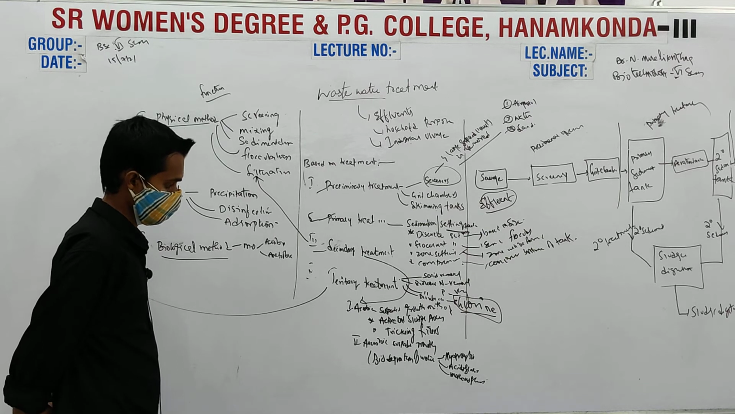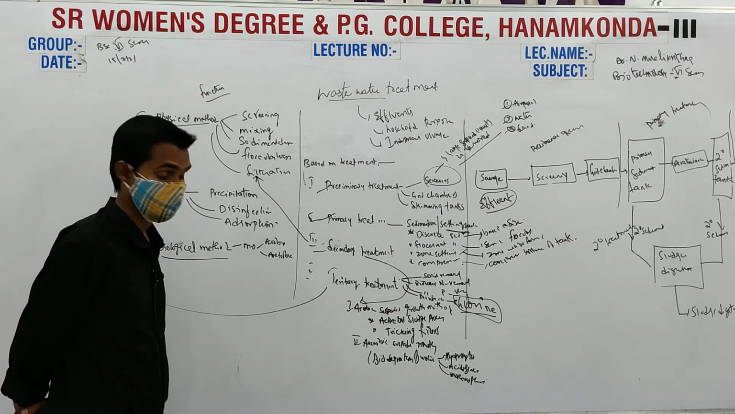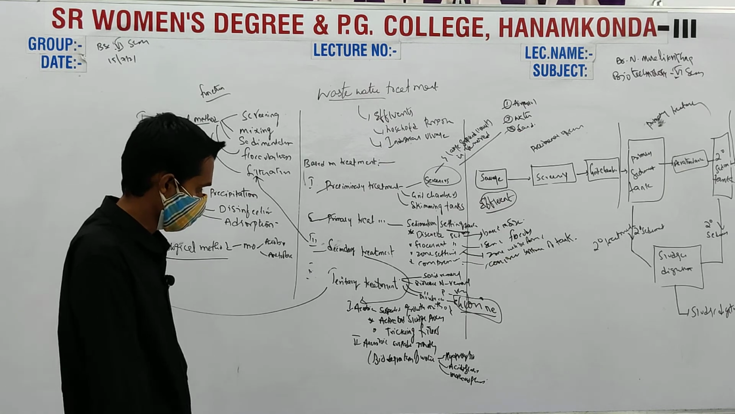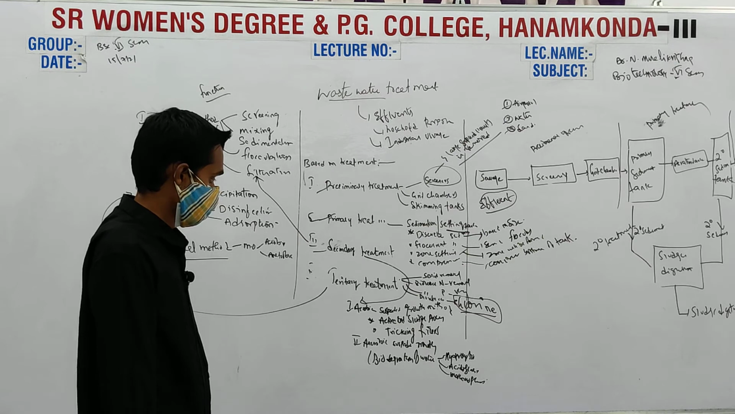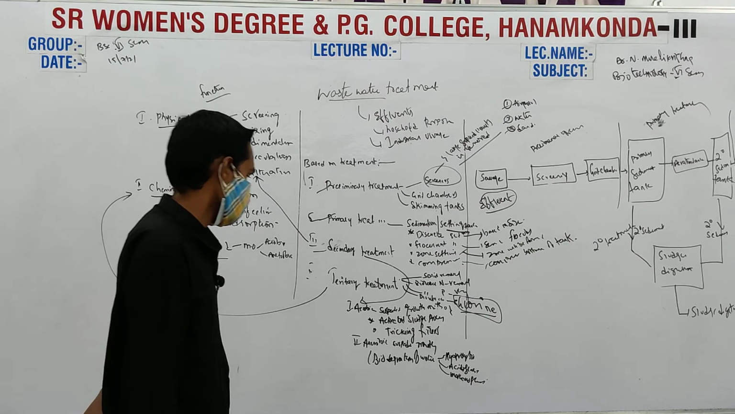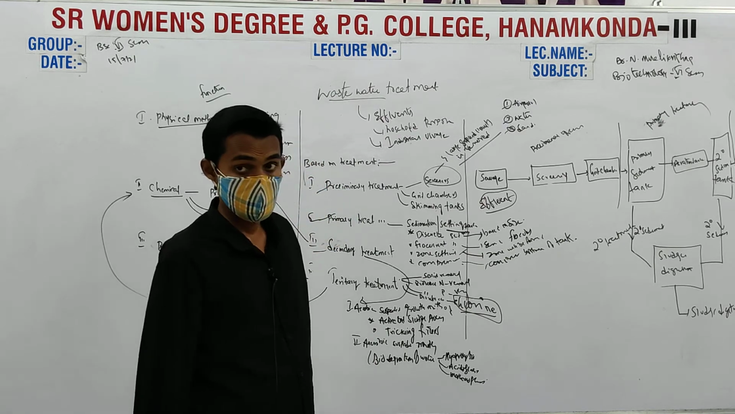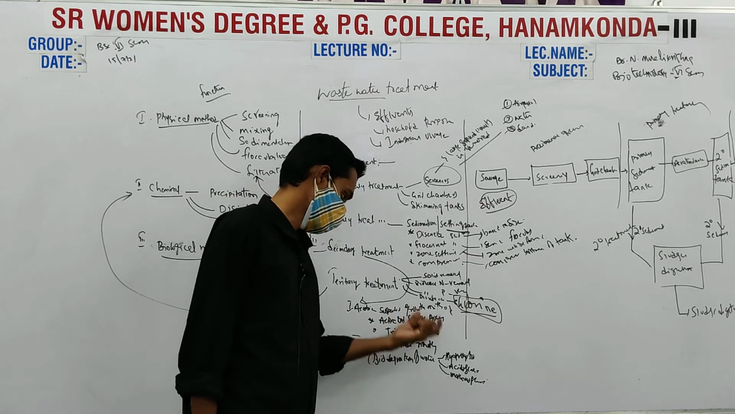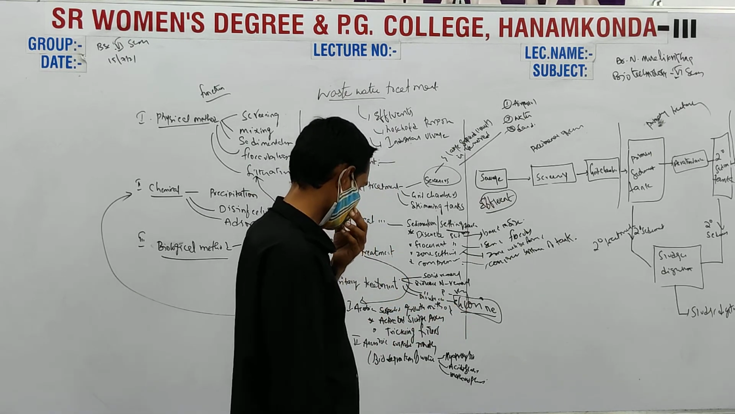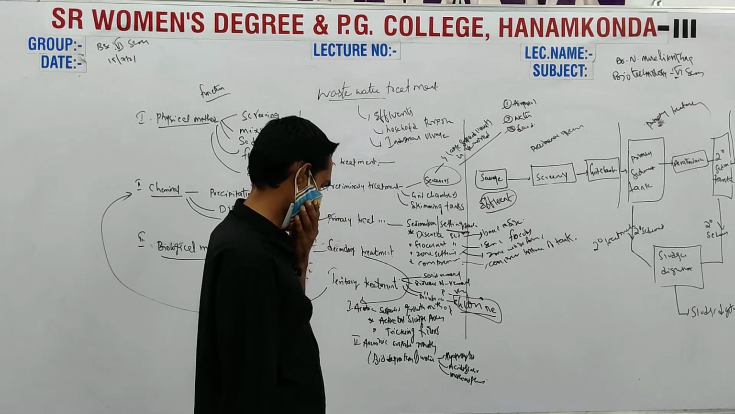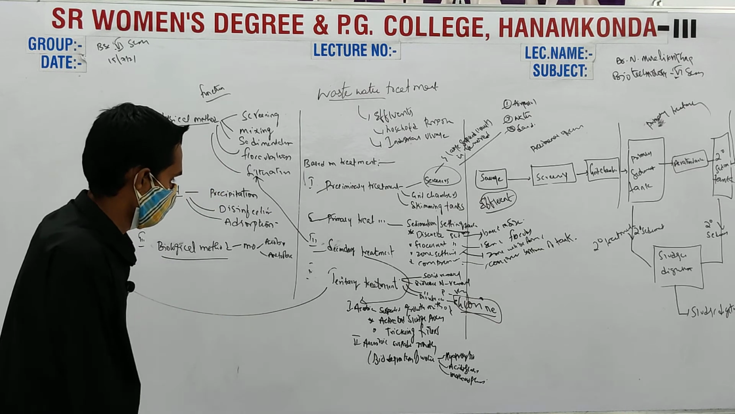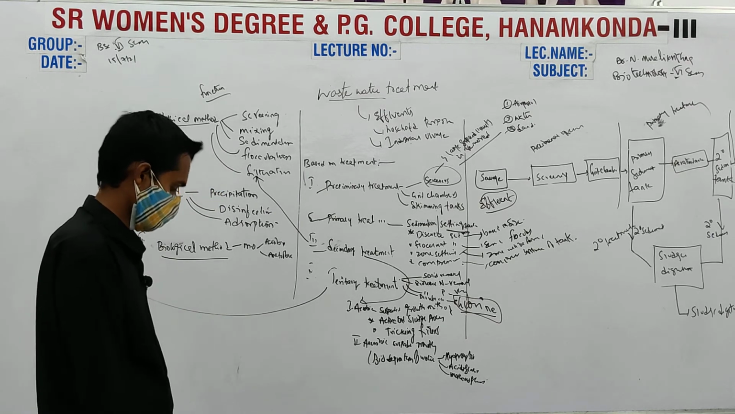Next one is secondary treatment. In secondary treatment we have two methods. One is the aerobic suspended growth method, in which the pollutants are removed by the activated sludge process. The sludge is treated to form activated sludge, that is the activated sludge process, and the use of trickling filters. That is the aerobic suspended growth method.